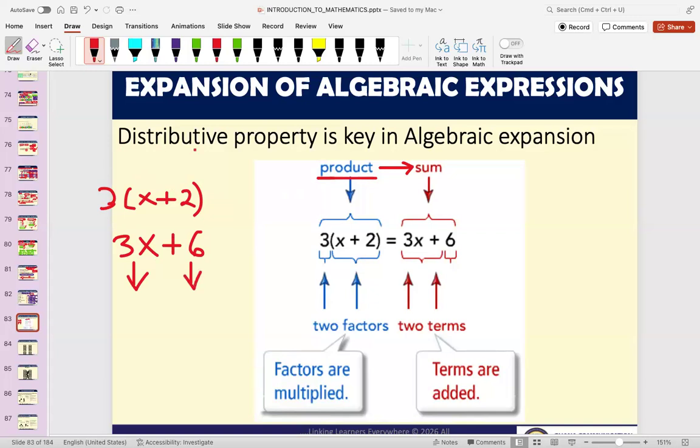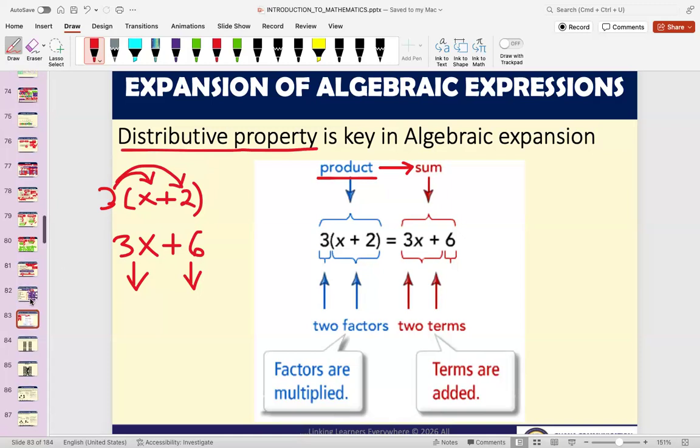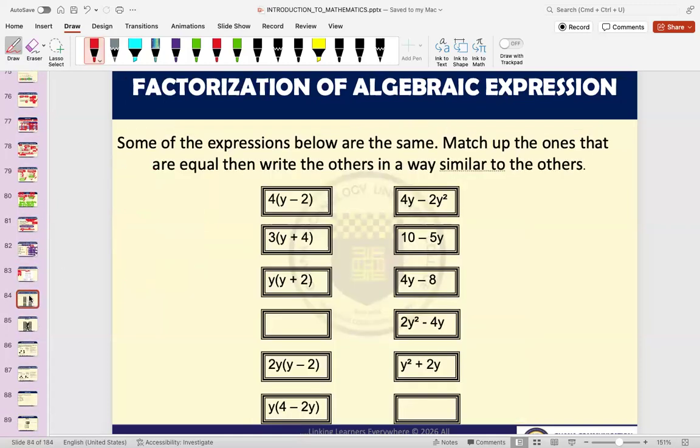This is called the distributive property. In any algebraic expansion, you have to distribute. So we distributed the 3 over x and then over 2 to remove the brackets. With this, there are more things you can do when it comes to factorizing terms, matching terms, and you want to know how terms can match up to the other in terms of equality.